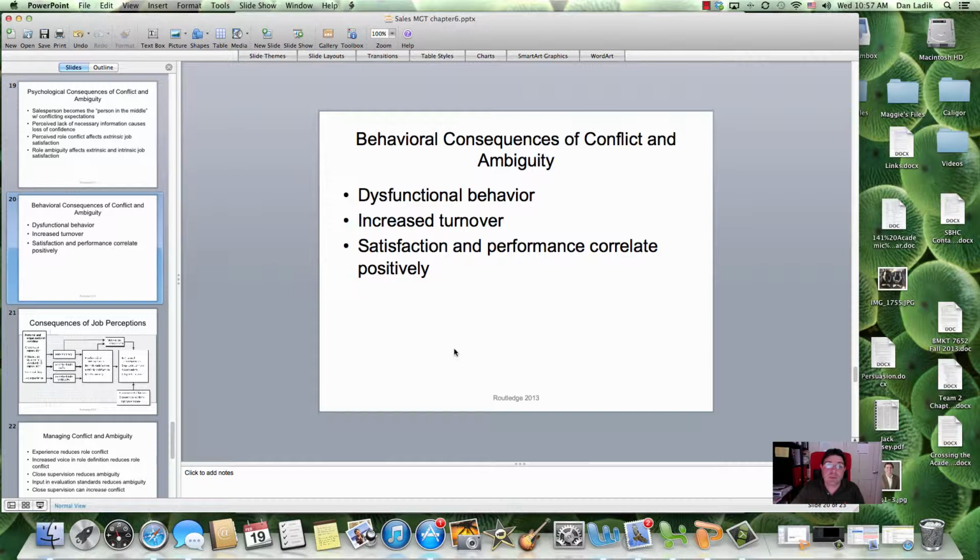So some of the consequences of high conflict and high ambiguity: you have dysfunctional behavior from the sales force. It directly, and I can tell you this for a fact based on my own studies, increases people leaving the firm. It also has a strong correlation with performance, particularly low conflict, low ambiguity, higher performance.